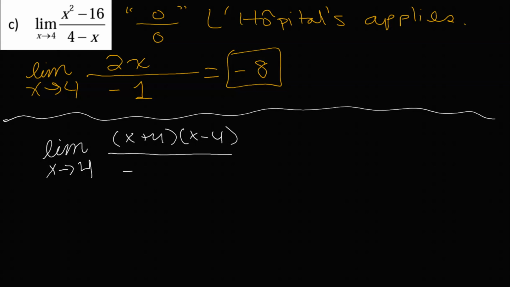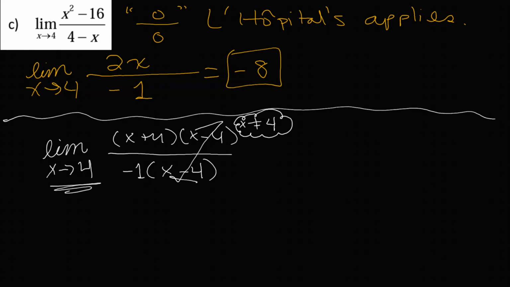If the numerator is x minus 4, I wish that the denominator is x minus 4 instead of 4 minus x. So that's one way to rewrite it: factor out a negative 1. Okay, so when we do that, a factor divided by itself is 1, provided that x is not 4, which is okay in this problem because we're taking the limit as x goes to 4, and the definition of limit says it is not necessary for the function value to exist at that point.